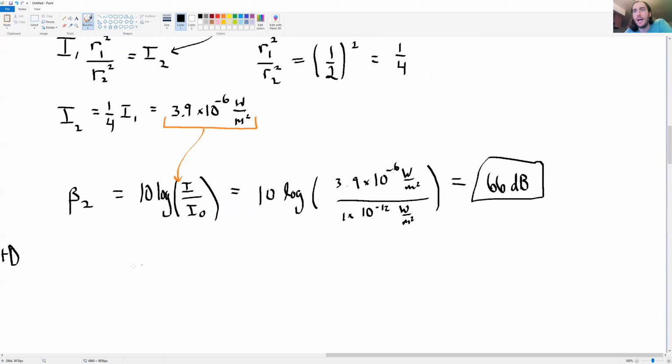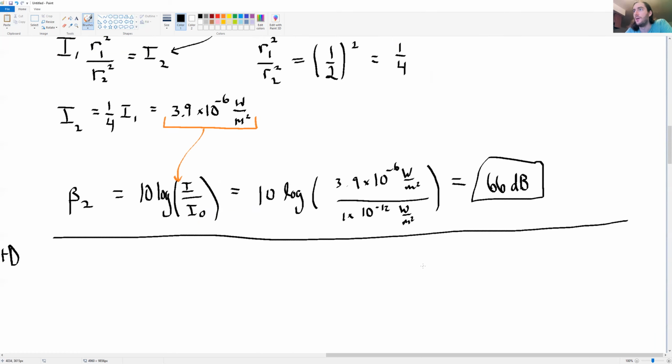Suppose we have a sound, beta 1, and it's 100 decibels. There's a corresponding intensity for this, and the intensity for 100 decibels is 1 times 10 to the minus 2 watts per meter squared.